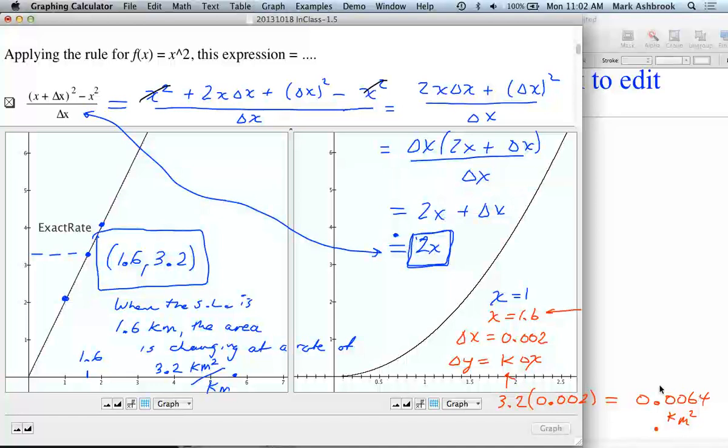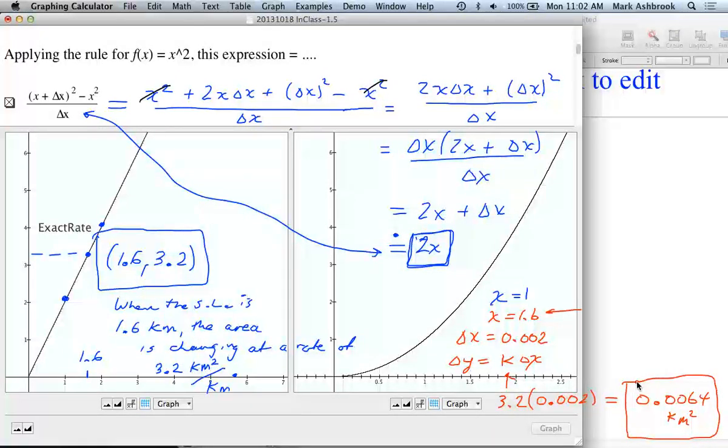Is that the area of a square? What is that? No, that's the increase. The increase. It's the change. If we were to increase the side from 1.6 by 0.002, our area would go up about this much.